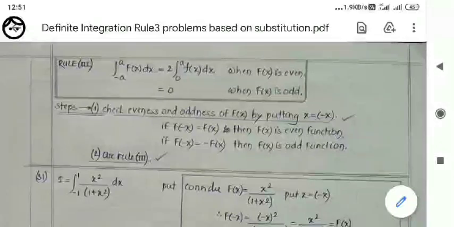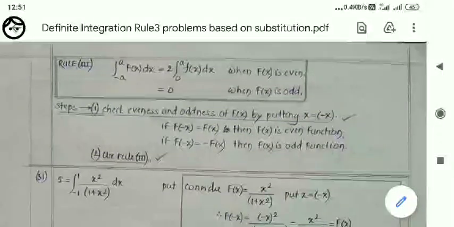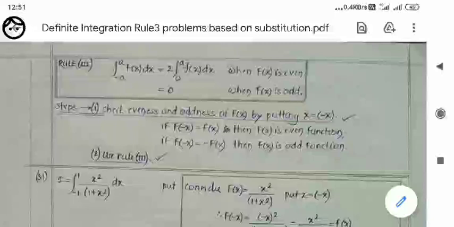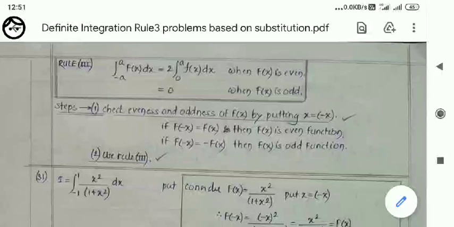We are going to start with rule number 3. Rule 1 and rule 2 of definite integration have already been studied. Rule number 3 is a very important and a very simple kind of rule. The rule has been identified with the integration limits itself. The limit goes from minus a to a. The rule says integration minus a to a f of x dx.